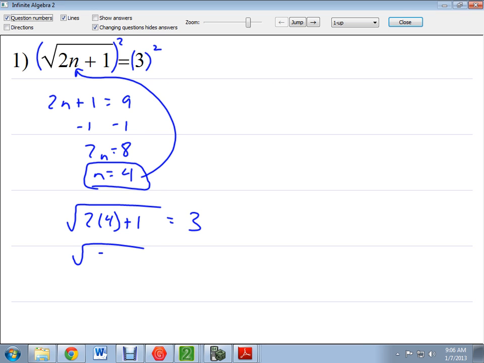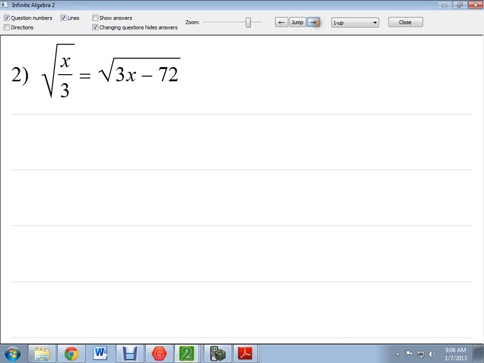Square root of 2 times 4 is 8, plus 1 equals... 8 plus 1 is 9. Square root of 9 equals 3. 3 equals 3. Yes, it does work. So that 4 is my answer. It's not extraneous. It doesn't take long to check them.